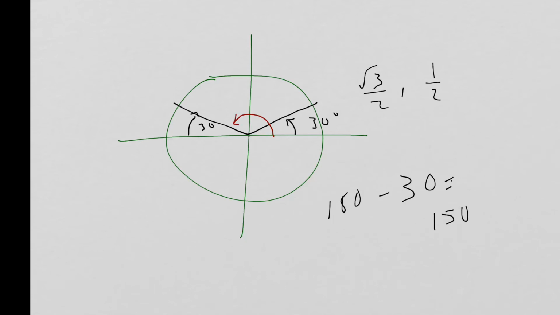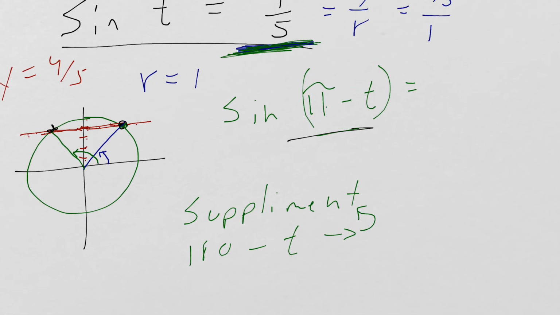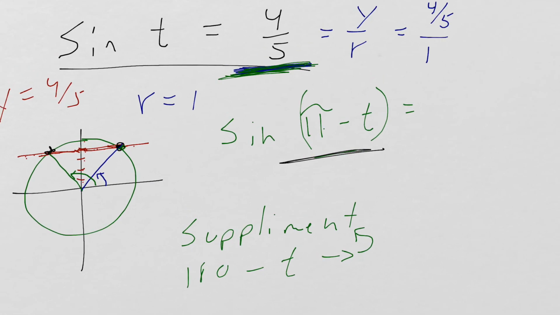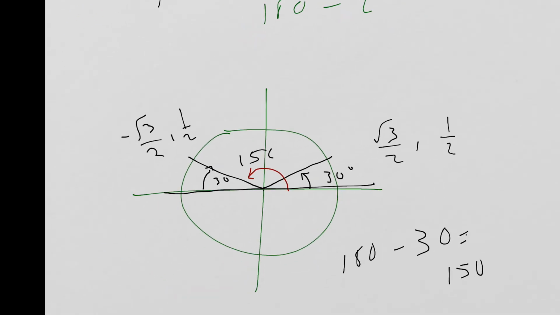Does that make sense that it's the same distance from the x-axis here? Well, what is its point? Its point is negative square root of 3/2, 1/2. But what we're trying to figure out is what happens to the sine when we have a supplement of our angle. So here's our angle, here's its supplement. Here's two supplements. This is 30 and 150.